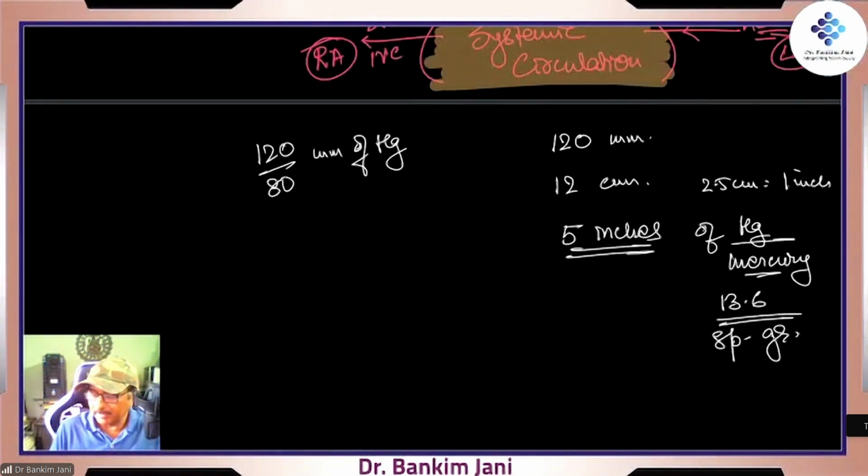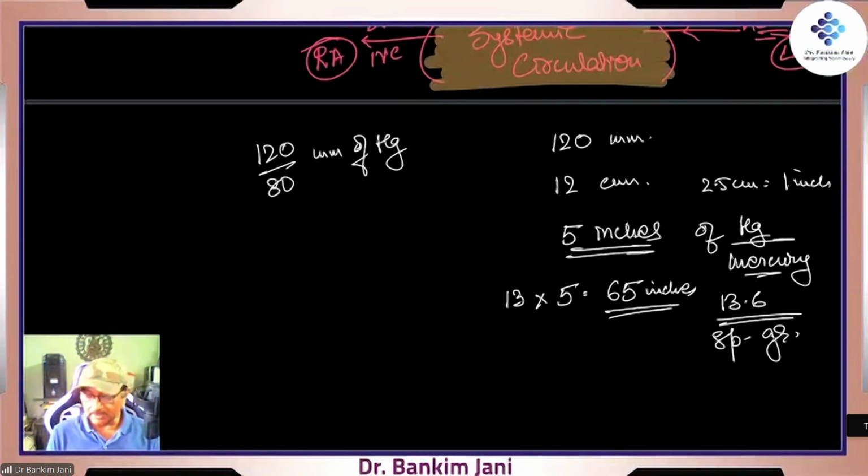Specific gravity is related to water. So water is 1, and the specific gravity of mercury is 13.6. Forget about the 0.6 part. Even if we just multiply 13 into 5, that comes to about 65 inches. 65 inches of what? Water, correct? So 65 inches means how much? Over 5.5 feet.